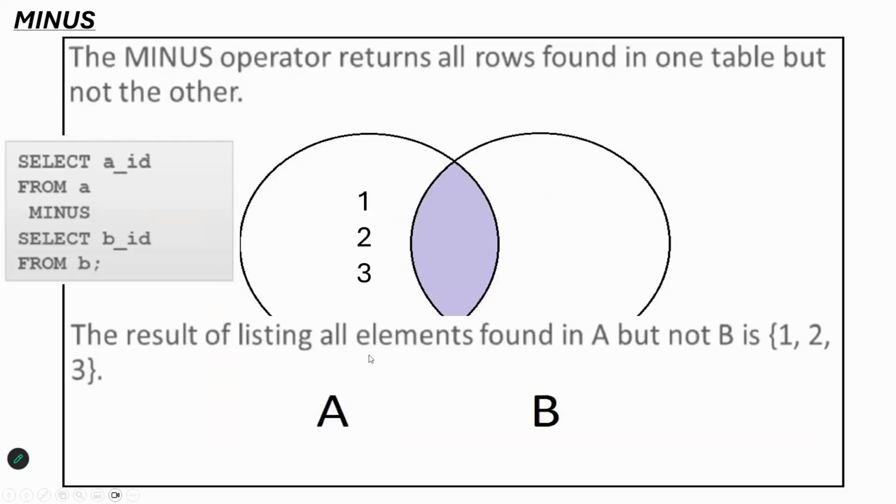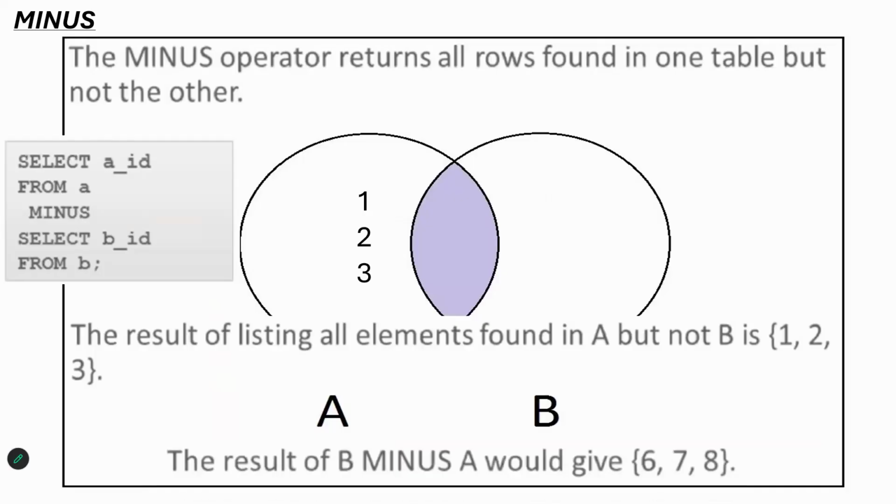So if you did it the other way, it would return 4 or 6, 7, 8. So if you do B minus A, 6, 7, 8. And those are set operators. I've only used the union all for the most part, because I had to combine data from both tables that were similar.